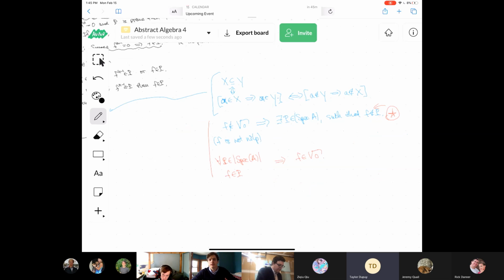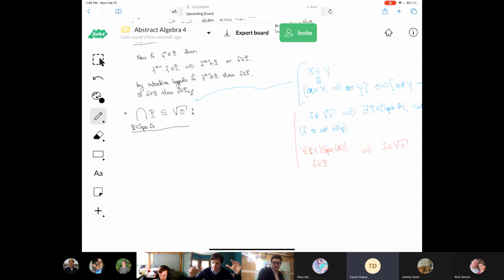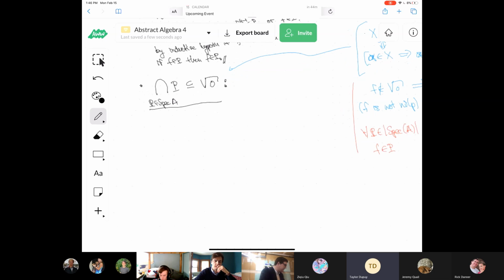If we have an F that's in all of these, then it should be in here. But I'm going to prove the contrapositive, that if F is not in the nilpotent radical, then there exists a prime ideal such that F is not in the prime ideal. Got it. If I were to just do that right away, it might look a little weird. So I'm going to explain how this proof goes. Cool. I was just trying to make sure I had the lay of the land. Okay, so this proof is going to use the axiom of choice.